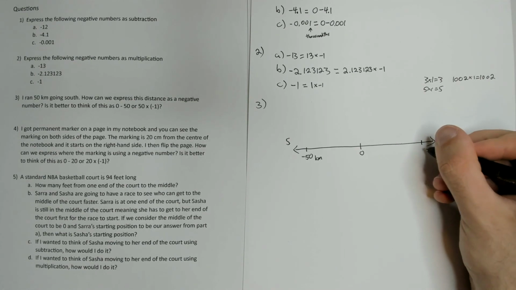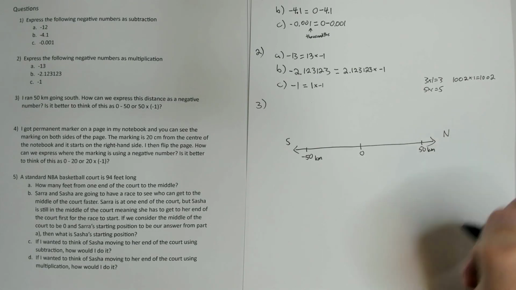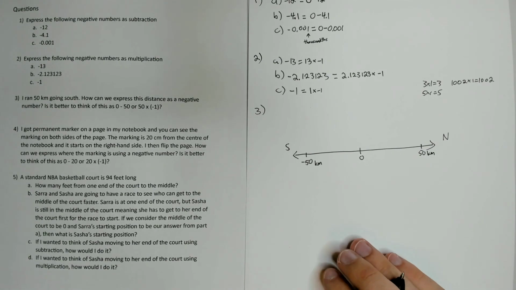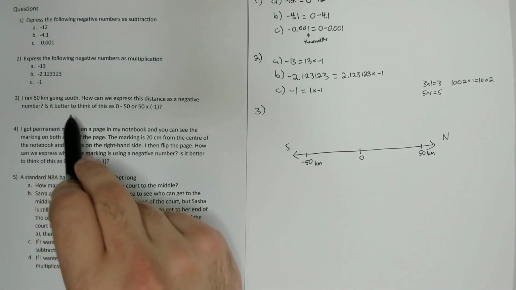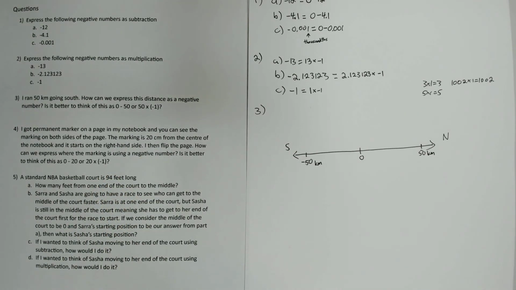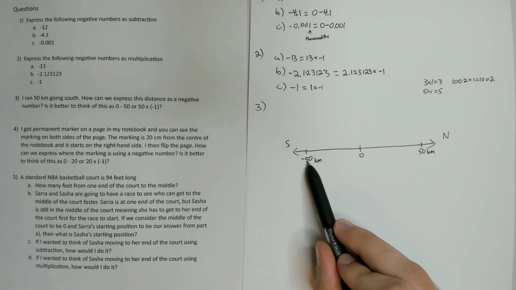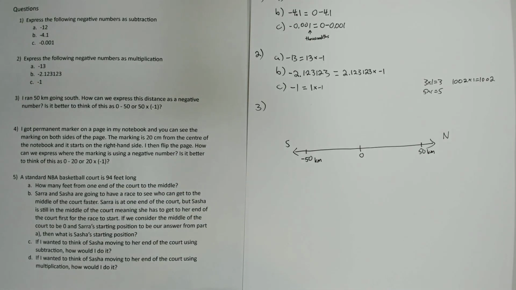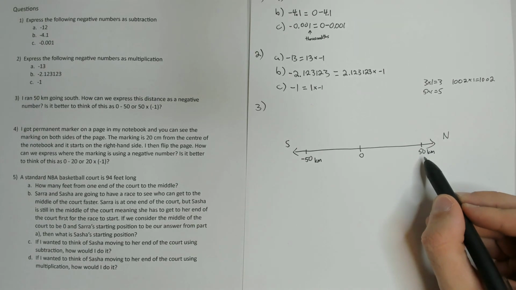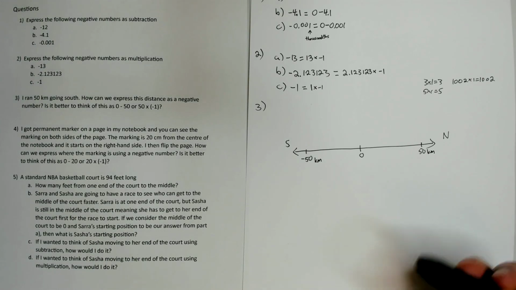Whereas 50 kilometers north would look something like this, where it's positive, since we've defined north to be our positive direction. All right, now it's saying, is it better to think of this as 0 minus 50 or 50 times negative 1? Well, what makes more sense? Moving 50 to the left of 0, that's the 0 minus 50 perspective, or starting at 50 and flipping it over 0 to get to negative 1. That's the multiplication perspective.